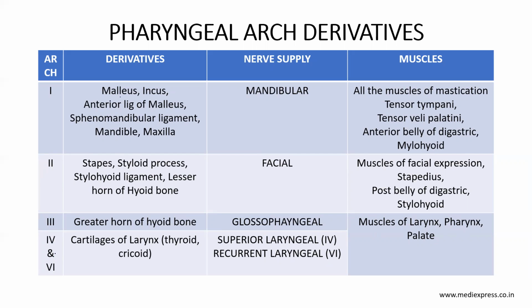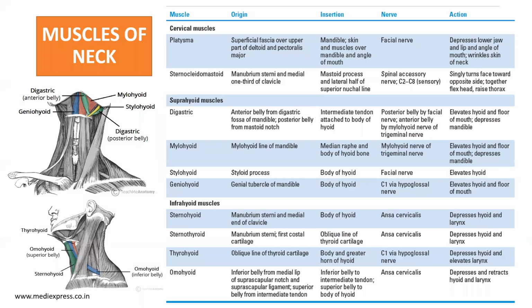But the fourth arch, the derivatives are the cartilages of larynx, that is thyroid and the cricoid cartilage. Nerve supply of these are by superior laryngeal and the recurrent laryngeal. Muscles we already know, which are the muscles of larynx, pharynx, and the palate. Now this has to be read again and again so that it remains in your mind. The derivatives are very important. Okay, thus we'll come into the muscles of neck next.